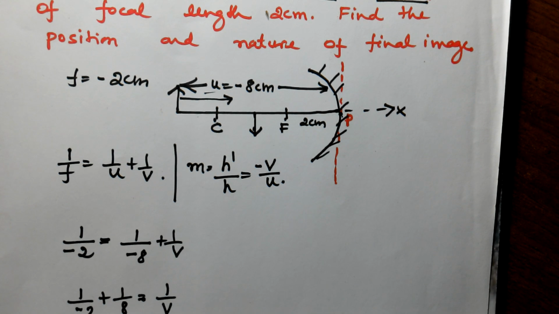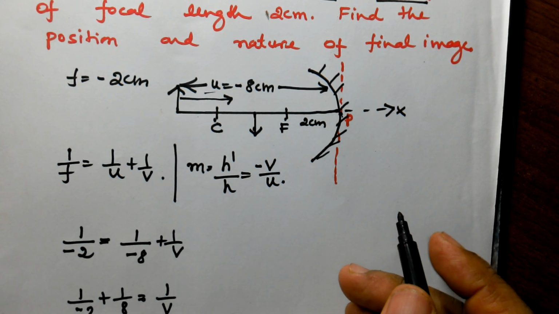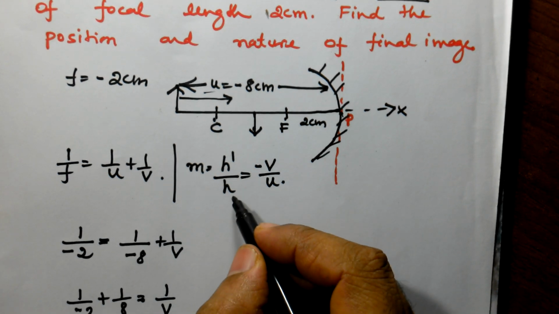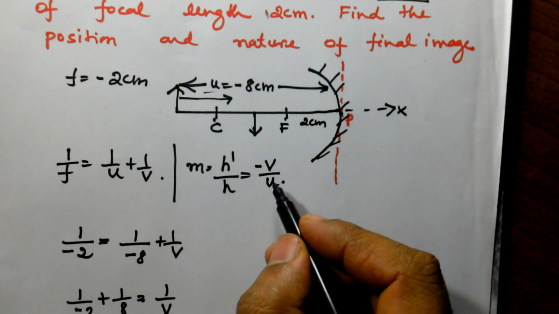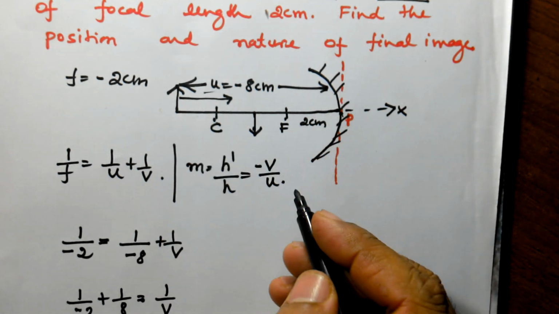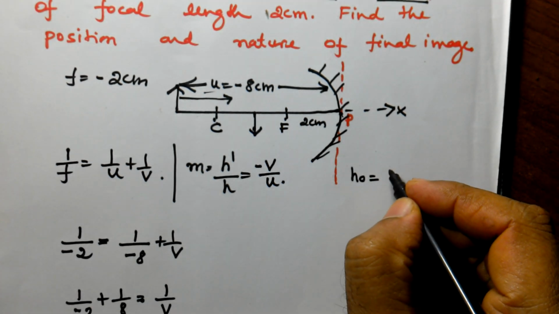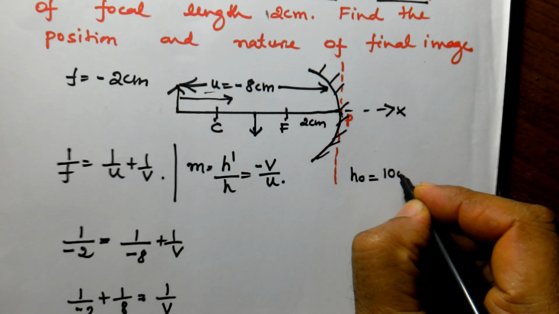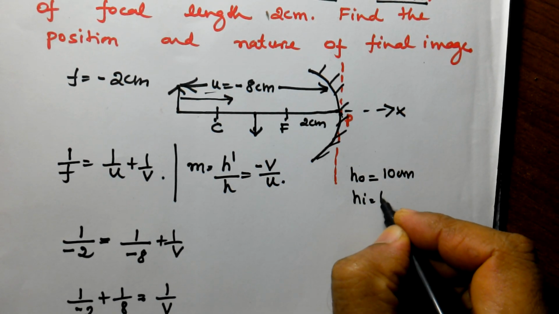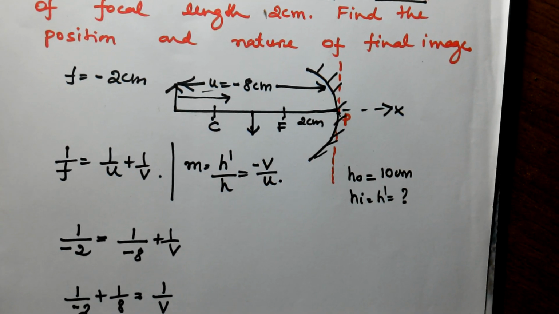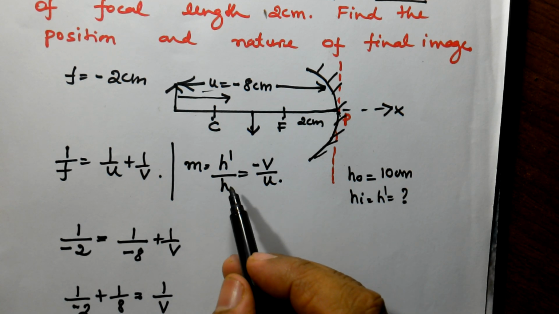Now, what is magnification? How do you find out the magnification, sir? Magnification is height of the image by height of the object, or minus V by U. Now, suppose in this problem, height of the object is given. I have not given it in the problem. Say, height of the object is some 10 centimeters. What is the height of the image? What do you call H dash in the formula? That's what you have to find out. Okay, we will apply this.